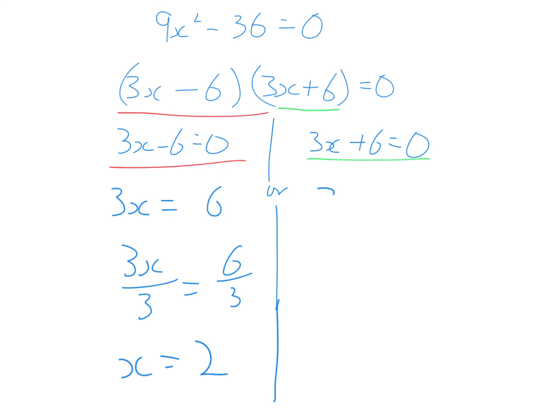Then on the right hand side, going to be very similar. 3x, keep our x terms on the left, our normal terms on the right. It's going to be equal to minus 6. So our 6 goes over. When it changes to the other side of the equals, it also changes its sign.